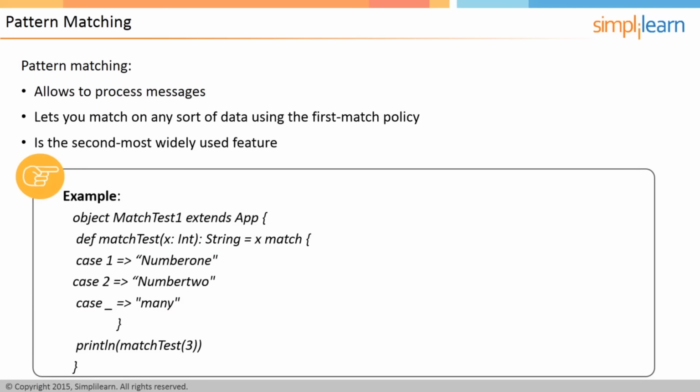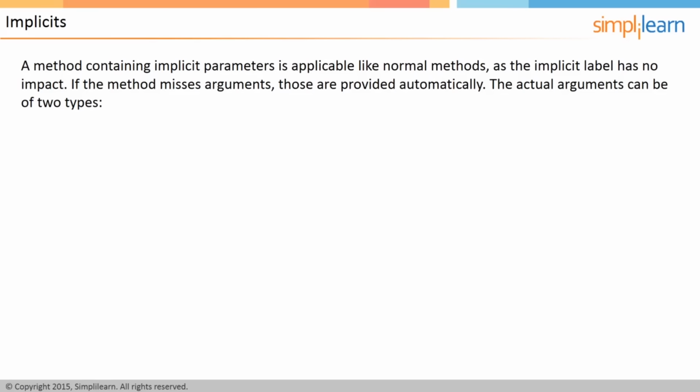In the example given on the screen, a method sum has been defined that is computing the sum of a list of elements through unit and add operations. Note that the implicit value cannot exist at the top. They need to be members of a template.